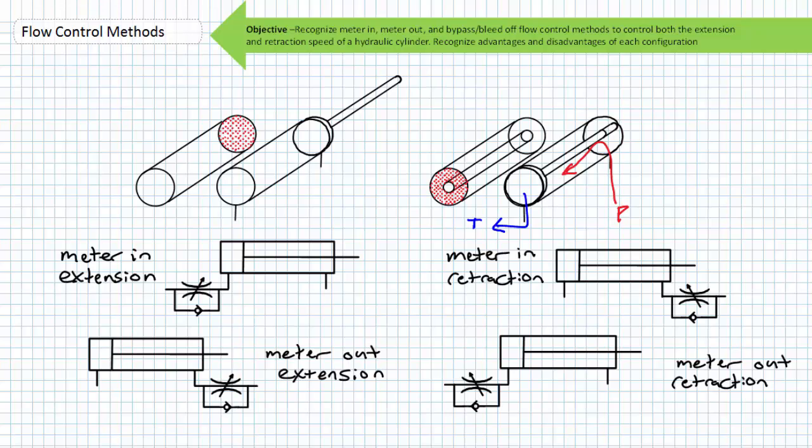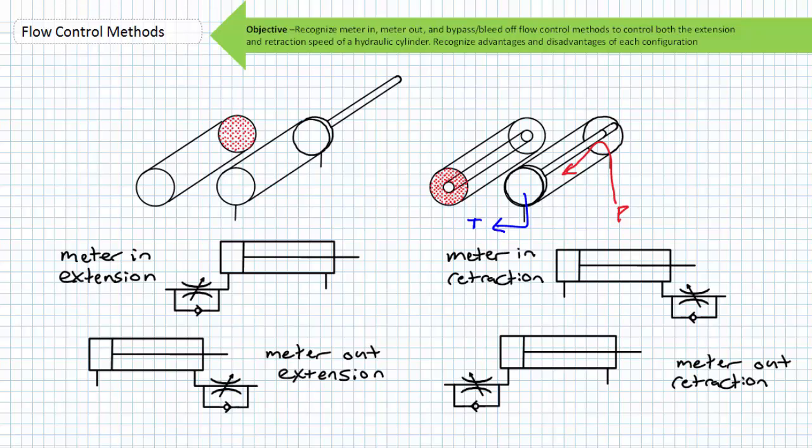Again, my question to you is this: what determines retraction speed? The flow rate entering and filling the rod end volume, or the flow rate leaving and draining the cap end volume? The answer again is both. If one wanted to limit the retraction speed, one could limit the input supplied to the rod end in a meter in retraction configuration, or limit the amount exhausted by the cap end in a meter out retraction configuration. Both methods would effectively control the retraction speed of our actuator.